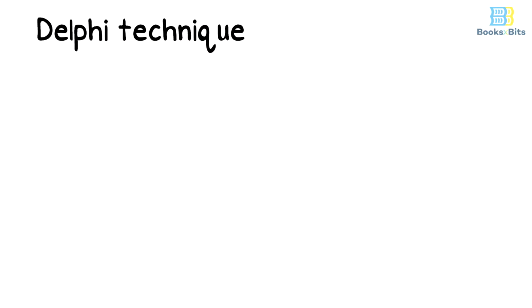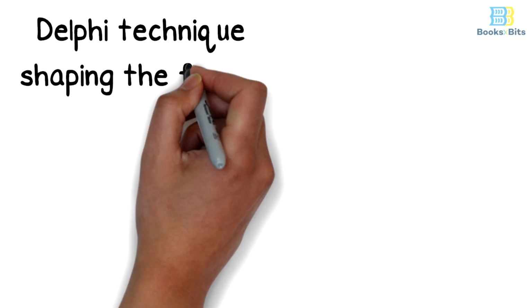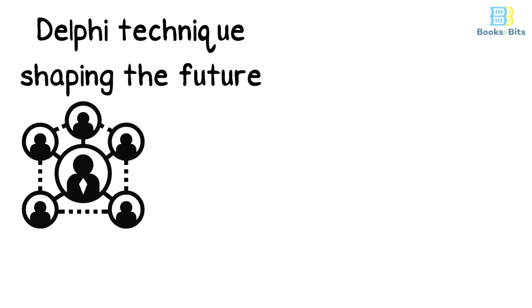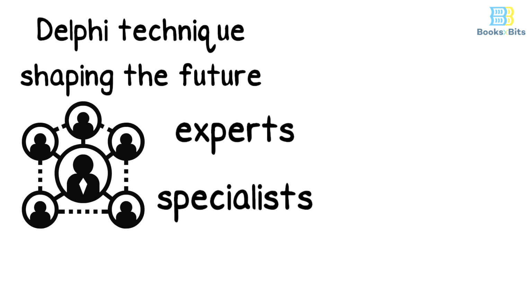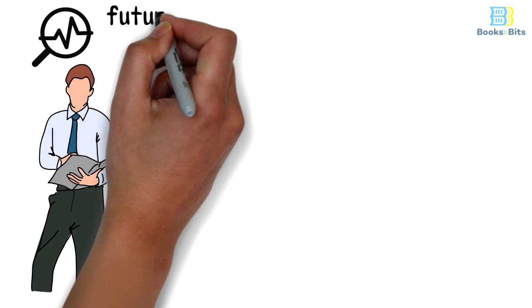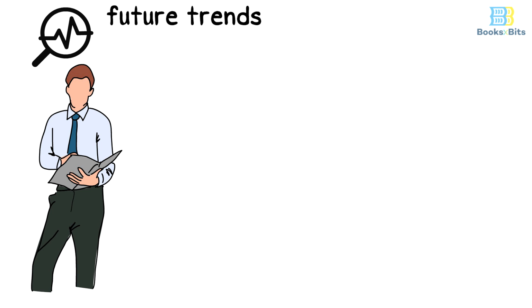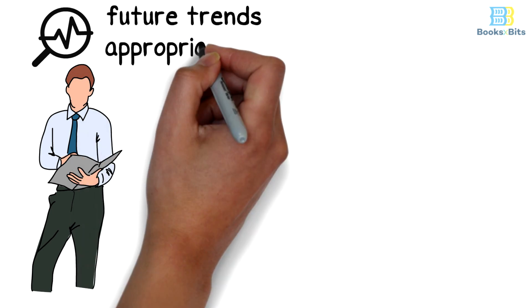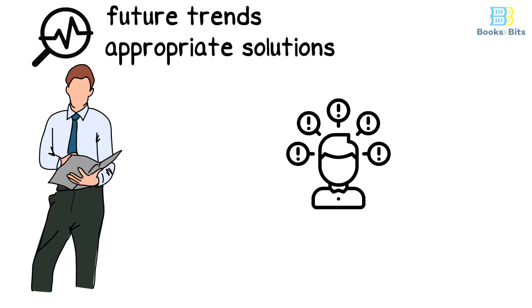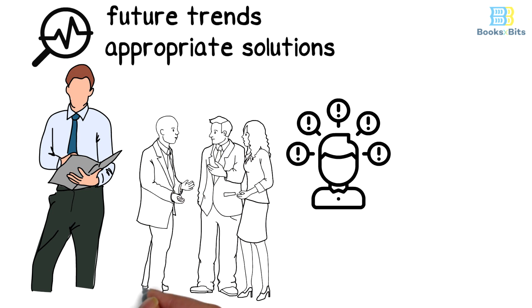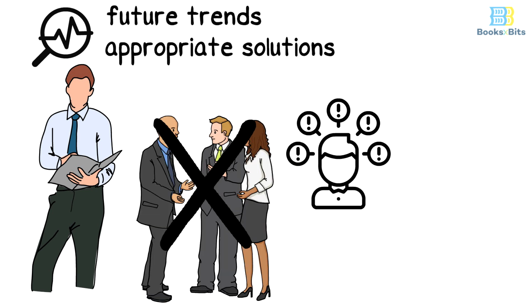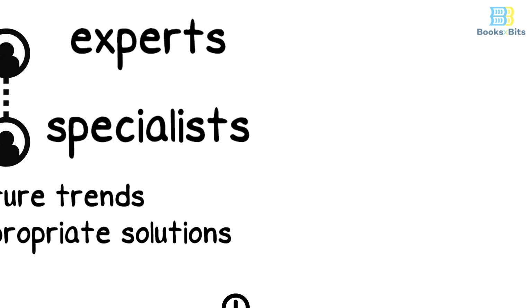Delphi technique is considered one of the most important methods used in the process of shaping the future, and it's a method of structured communication between a specific and selected group of experts and specialists in certain fields and areas, aimed at studying and analyzing future trends through organized collaborative work, by proposing appropriate solutions to problems and challenges without the need for meetings or without being directly in front of each other. The following steps are taken while using the Delphi technique.